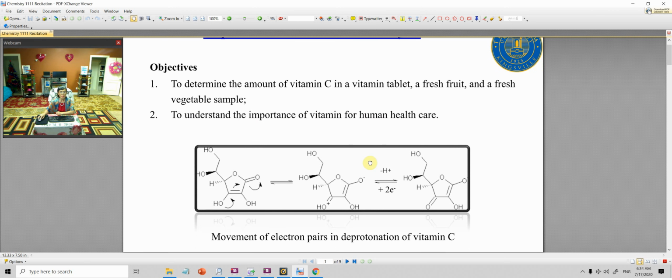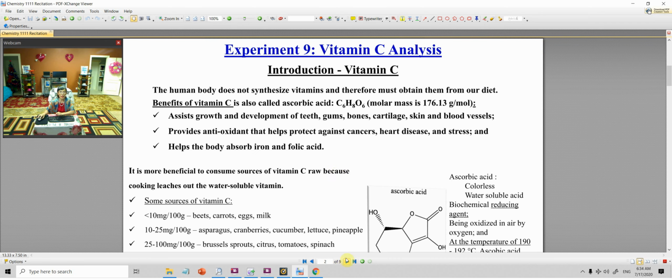Vitamin C, like this graph shows you, this is the diagram of your vitamin C. Vitamin C involves 2 electrons, so the movement of electron pairs in the deprotonation of vitamin C. From this vitamin C, you are going to lose 2 electrons to produce a compound. So this vitamin C, commonly known as a reducing agent, is very critical for human beings.